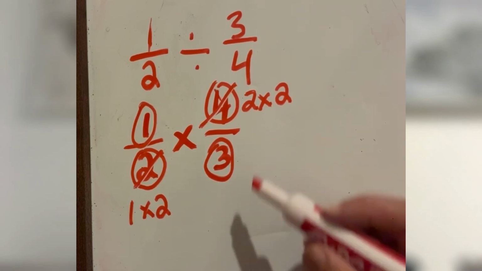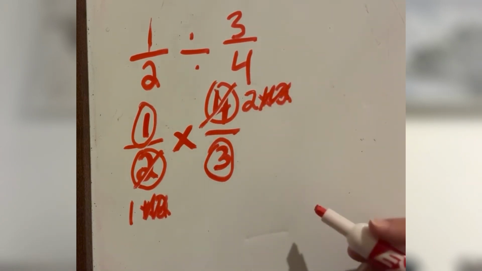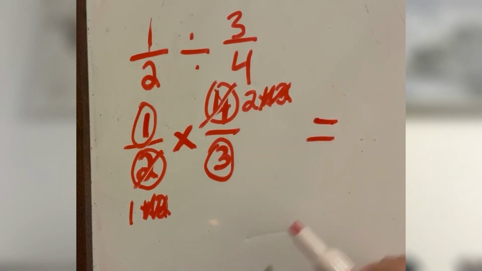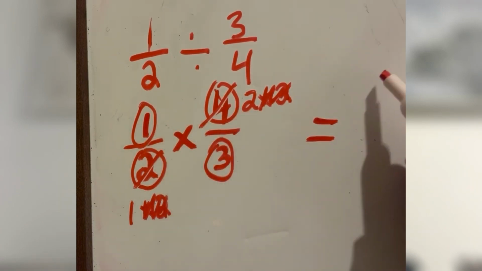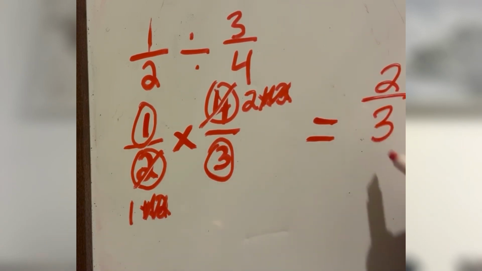So what will we be left with? We will be left with 1 and 2. All right, now we're going to multiply across. 1 times 2 is 2, and 1 times 3 is 3. So our answer for this would be 2/3.